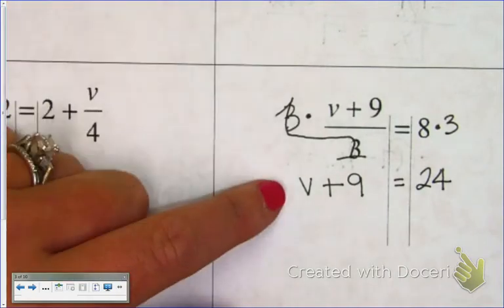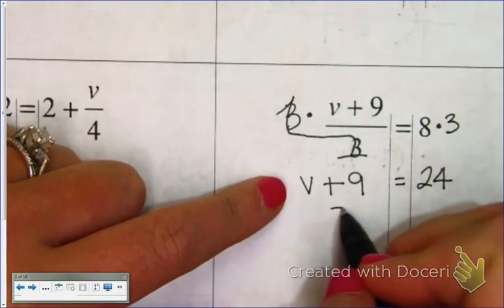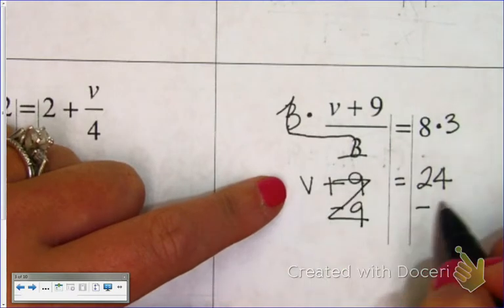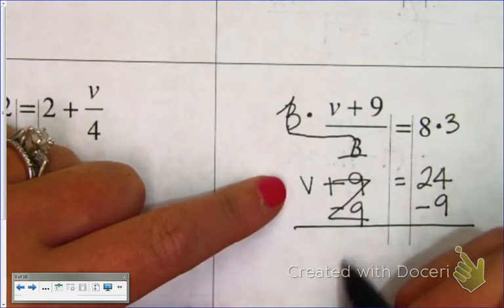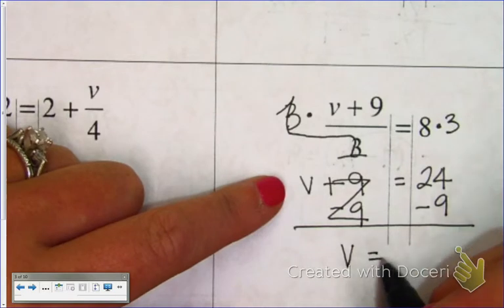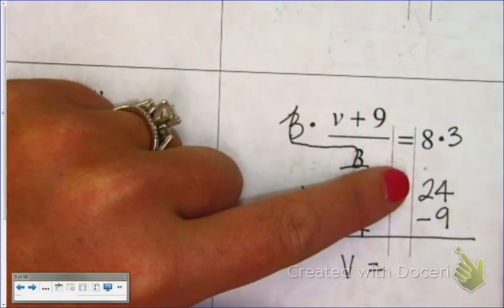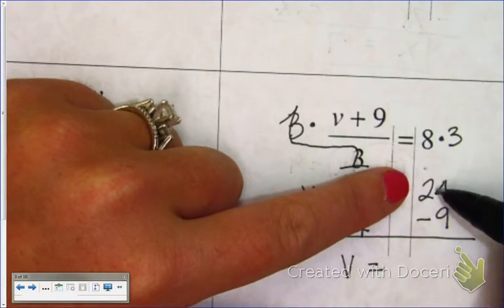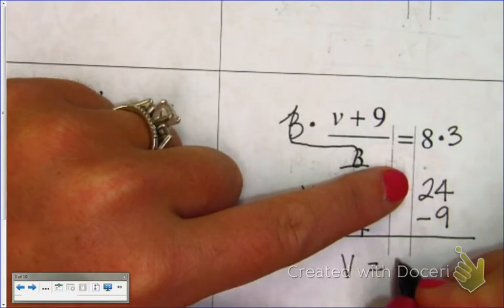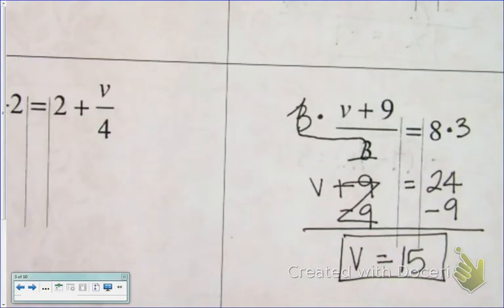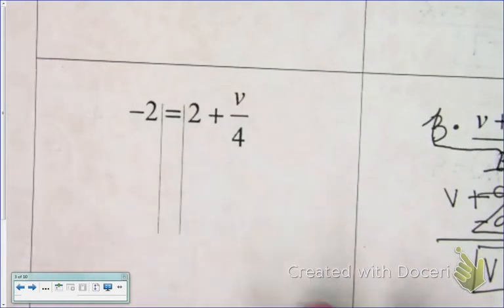Okay, we want to get our v by itself, so we have to subtract 9, because a positive 9 minus 9 gives me 0, and we subtract 9 over here. So then we have v equals, okay, we look at our number, 24 is greater than 9, so my answer is going to be positive, so then you could subtract 24 minus 9, and you would get 15. There's our answer.